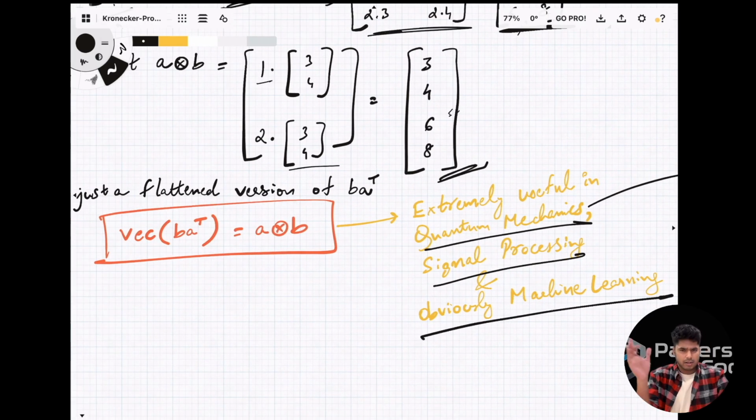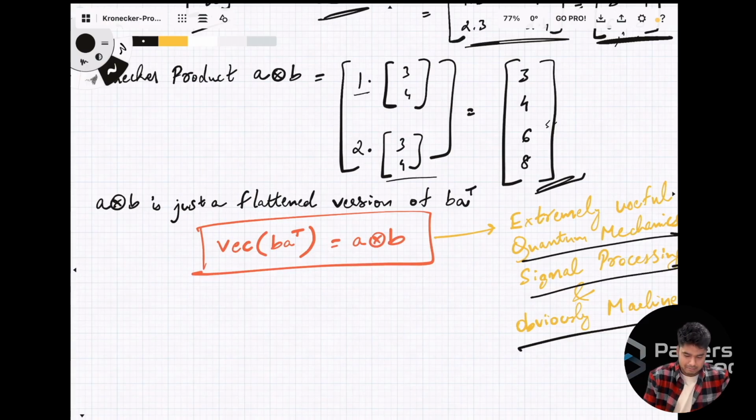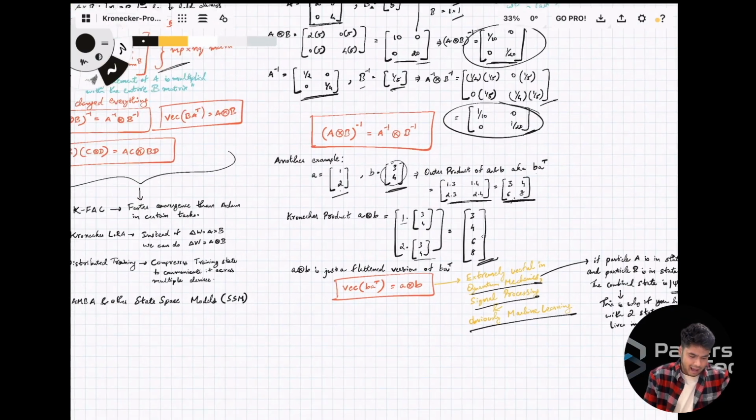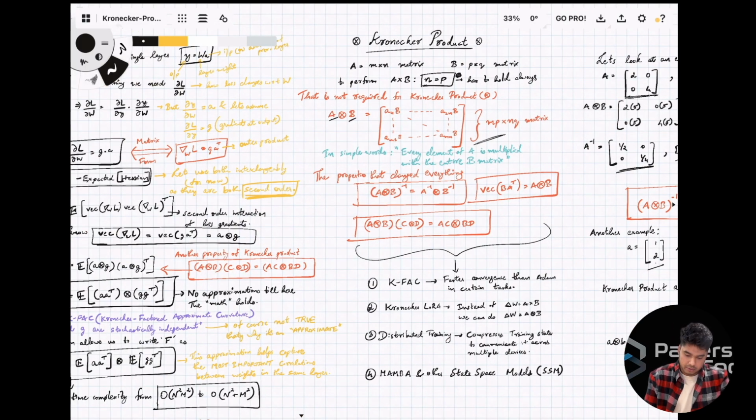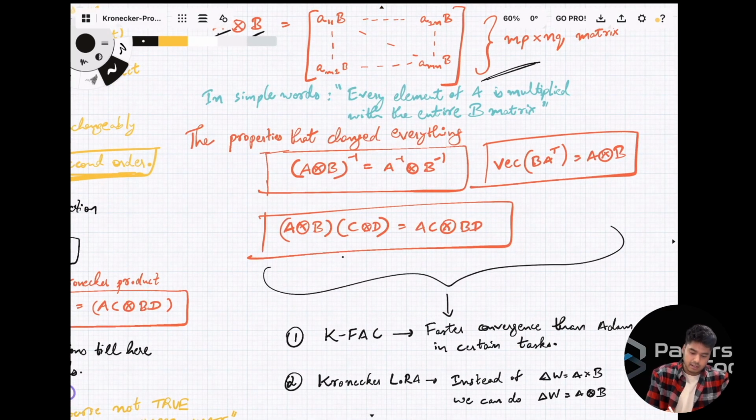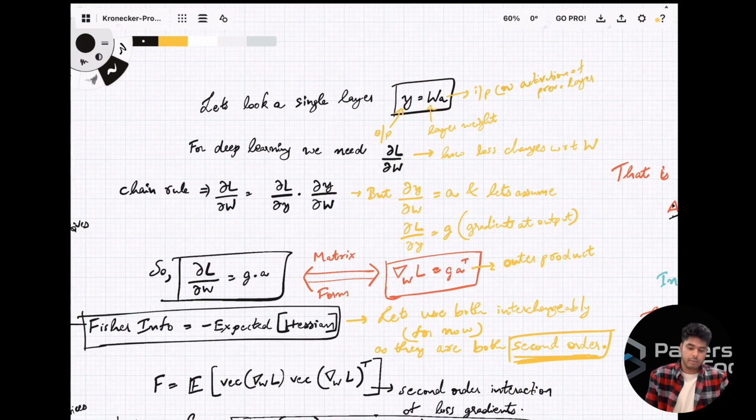Now, again, a small detour, just a fun thing to know, I guess. Now let's get back to machine learning and the things we are interested in, and why we need to care about this Kronecker product. So 3 properties. The third one we'll get into soon, but these two are the main properties. You can remember that for now. And let's get into machine learning.